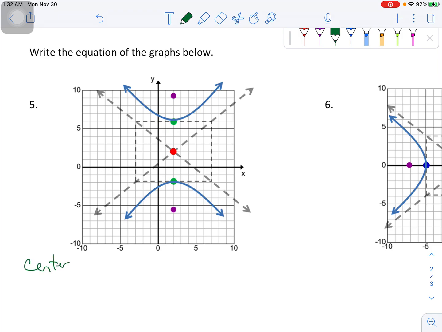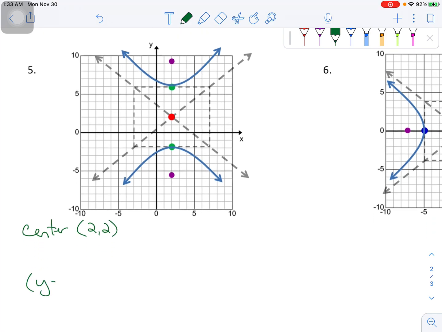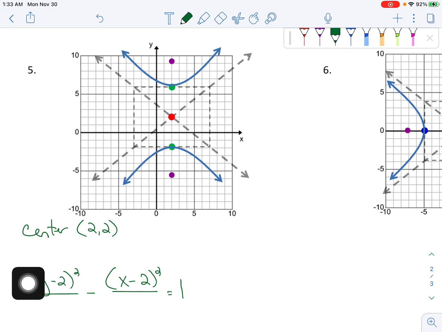All right, so for problem number 5 here, we have a center at, let's see where our center is, (2, 2). This graph is opening up and down, so that means it's going to be y squared. Okay, so let's start with (y minus 2) squared over something minus (x minus 2) squared over something is equal to 1.